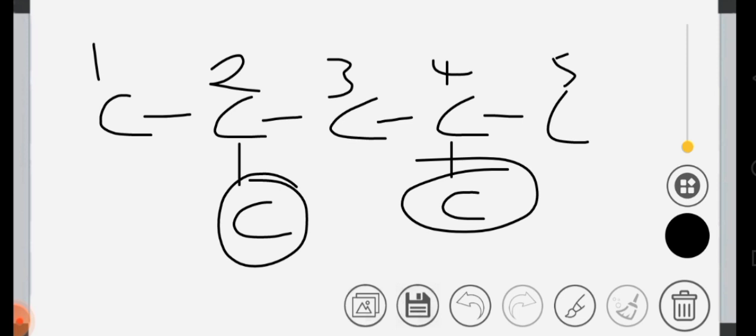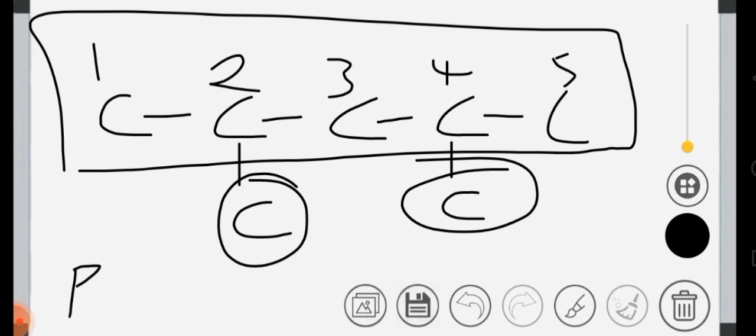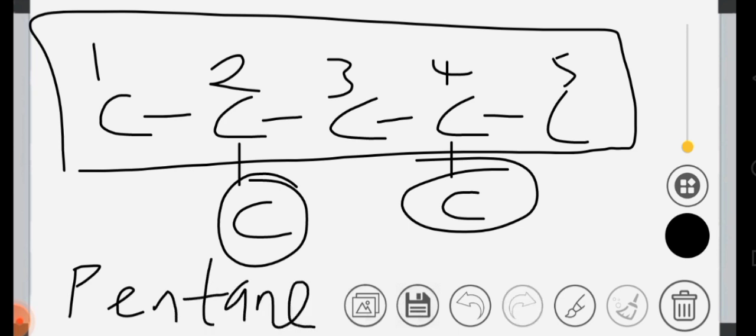So what is the parent name first? Let me first give the parent name now. The parent name is number 5, which is what? The parent name will be pentane. That is the parent name. Pentane is the parent name.